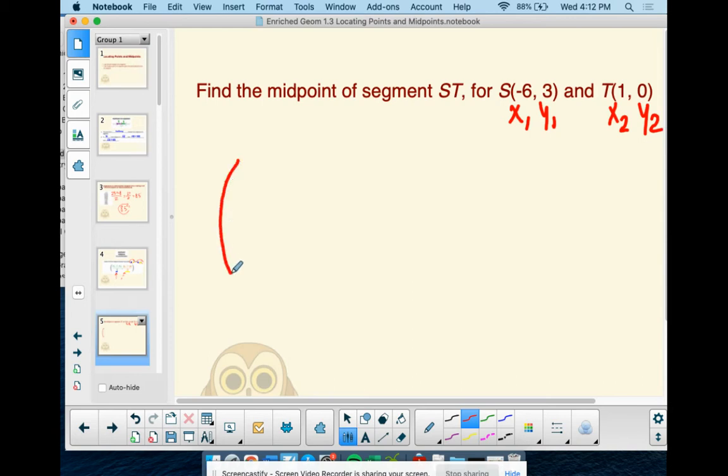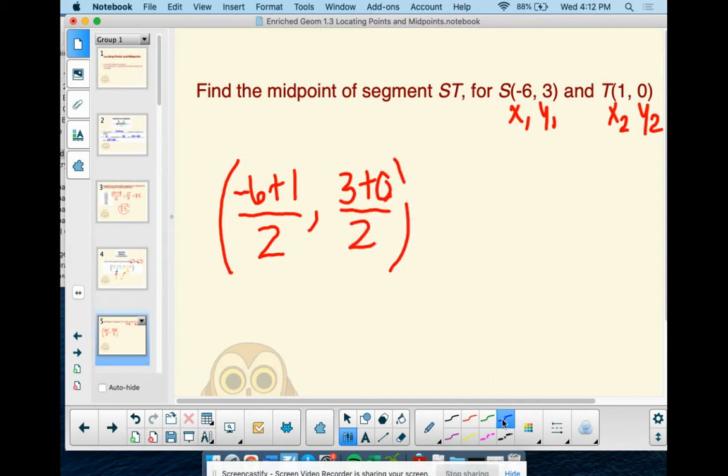So remember your midpoint formula, you take your X coordinate, so X1, which we labeled as negative 6, add it to our X2, which is 1, throw it all over 2. Now your Y coordinate, take your Y1, which we labeled as 3, your Y2, which we labeled as 0, divide by 2. And now we just simplify, right? So negative 6 plus 1 would give me negative 5 over 2. 3 plus 0 we know is just 3 over 2.